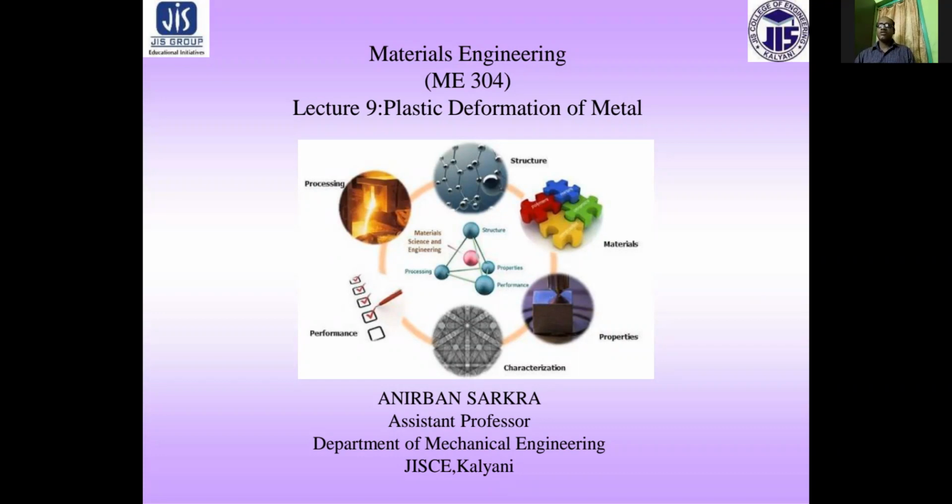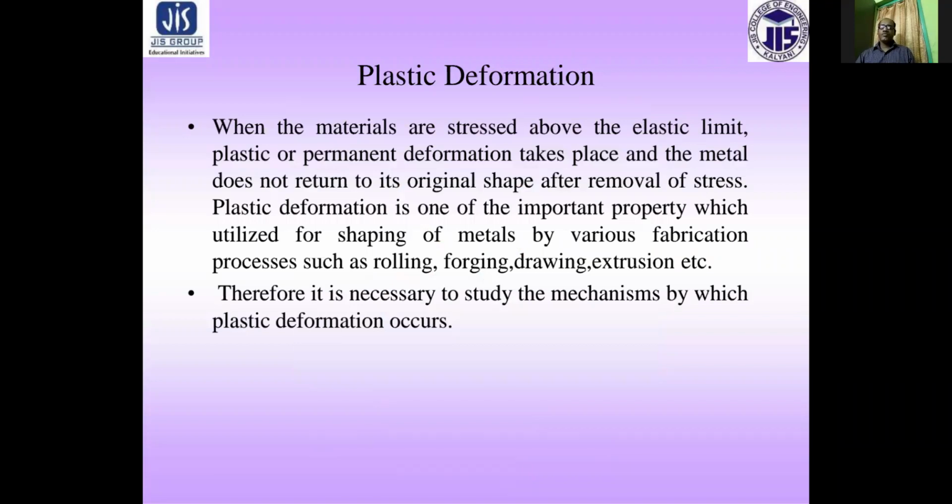Today's session, we will discuss the plastic deformation of metal. We know that when a metal is stressed below its elastic limit, the resulting deformation or strain produced in the metal is temporary. This strain or deformation vanishes after the removal of stress and the metal goes back to the original dimensions. When it is stressed above the elastic limit, plastic or permanent deformation takes place, and the metal does not return to the original shape after the removal of stress.